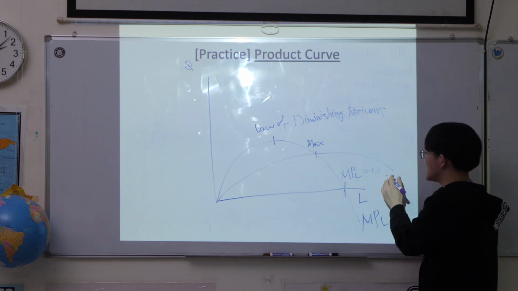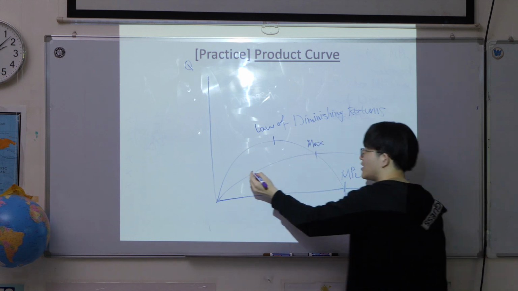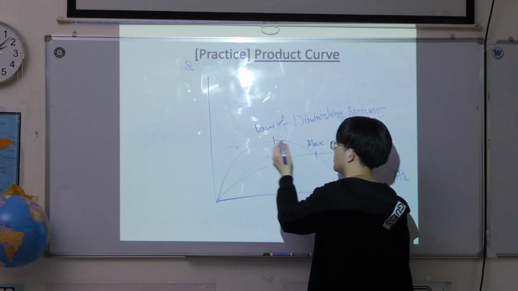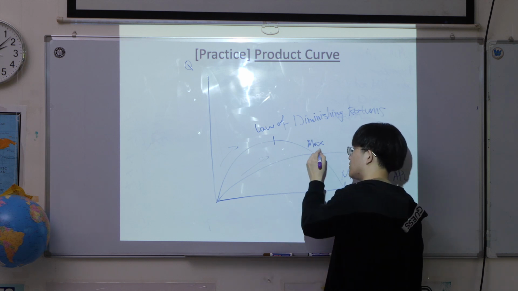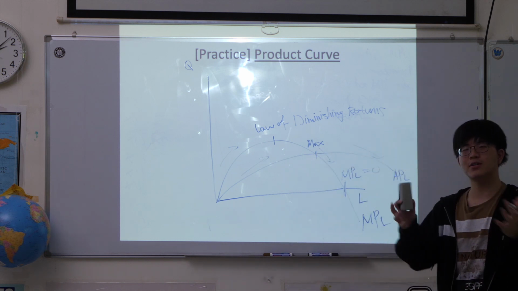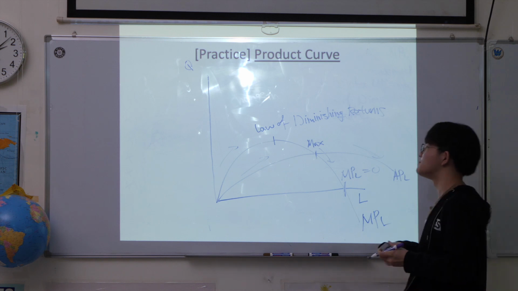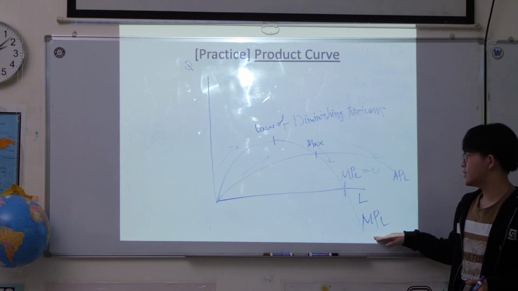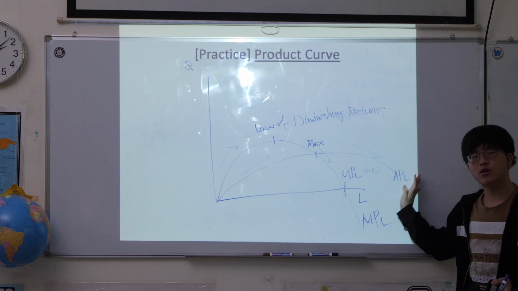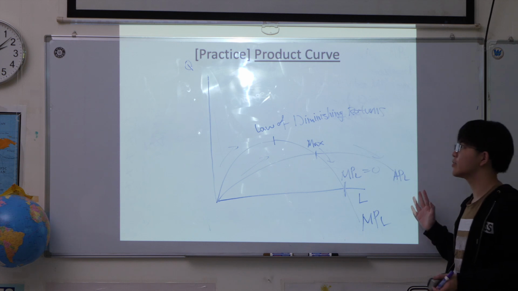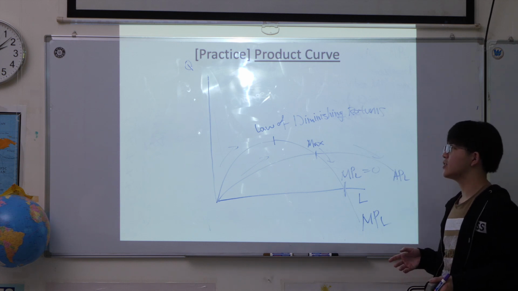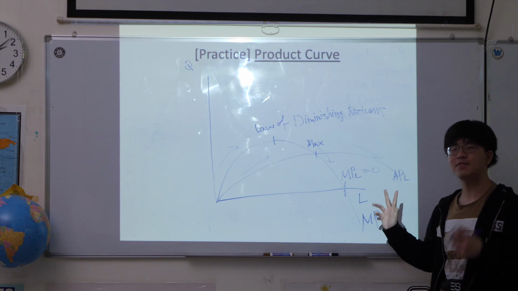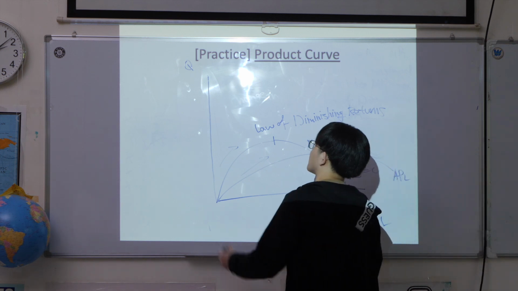And this is average product of labor. So here it increases, and here it decreases. Same for the marginal product of labor curve, or MP curve. I will just say MP curve or AP curve from now on. Now we have drawn the marginal product of labor curve and the APL curve. But I didn't draw the TP curve, the total product curve, because it is not usually seen in your paper 3. Of course, you can see it, but I have a different way to draw this.